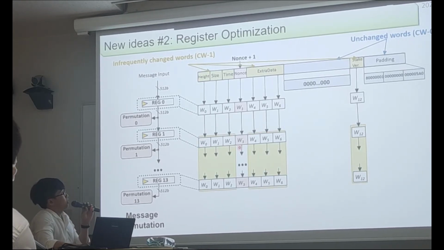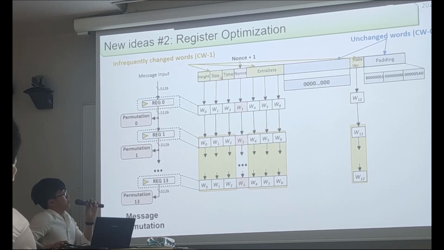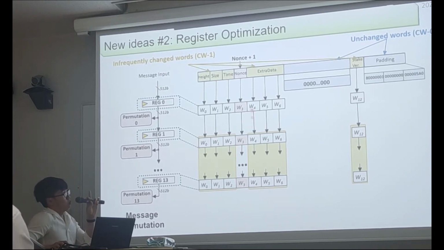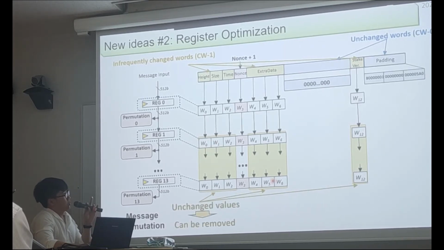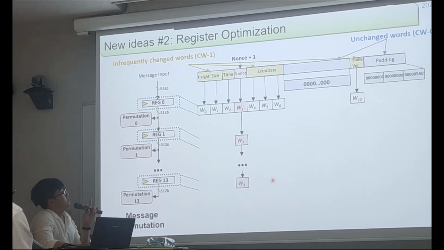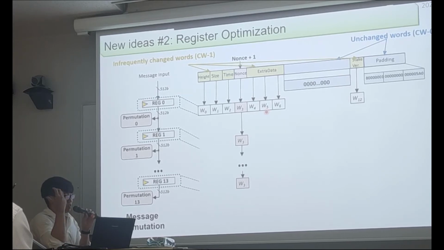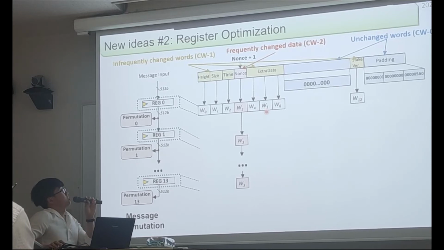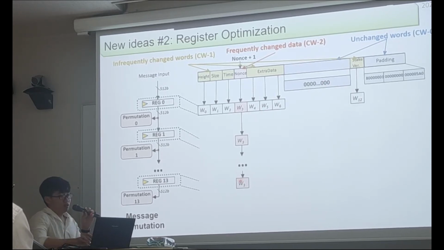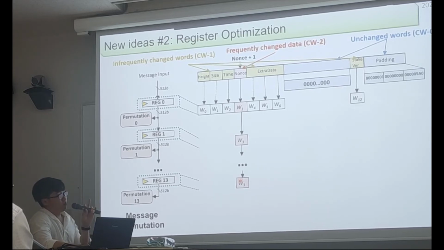So this is the reason that during the mining task of one block header, these values are unchanged. This is the reason that we can remove them. We just keep one register to store the message for the next block header. And this here is the nonce value. They are the frequently changed data during the blockchain mining for one block header.